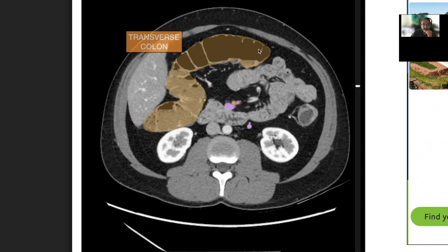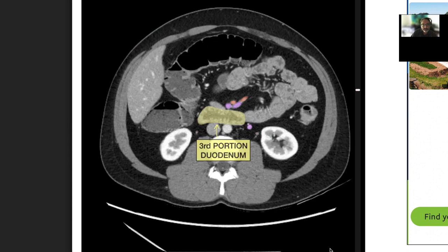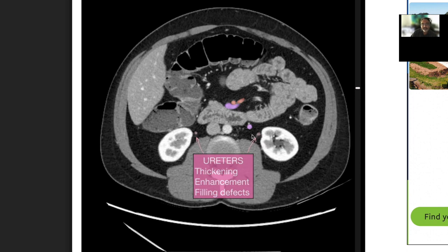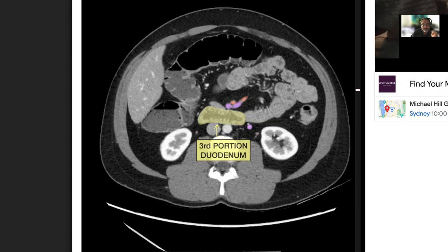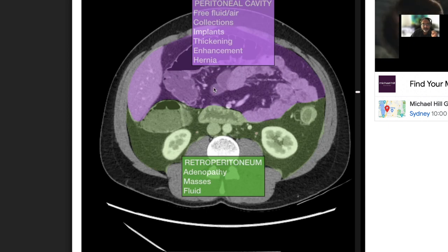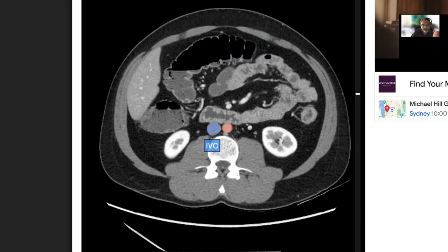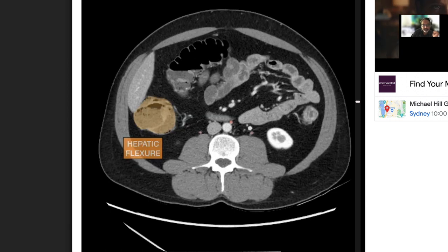It's telling you where the transverse colon is now, and the hepatic flexure. The ureters: I've covered the ureters and the kidney in that lecture, liver, gallbladder, pancreas, and kidneys. So the kidney and ureters will be covered in that lecture. And that's the third part of the duodenum they're showing you there. And here it's showing you the peritoneal cavity and the retroperitoneal structures. Do you understand the difference between peritoneum and retroperitoneum? All right, that's good. So we'll do the IVC and IMA. And that's the hepatic flexure showing you there.